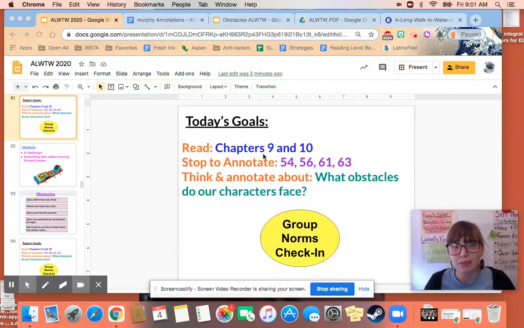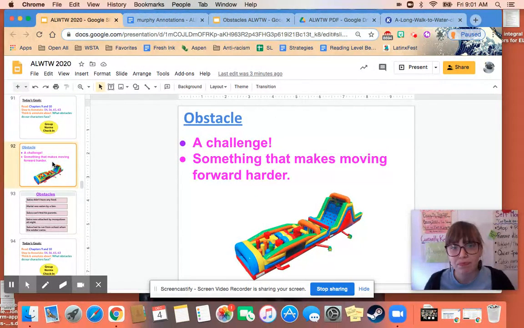The thing we're thinking about and annotating about today is what obstacles do our characters face? And so let's start by talking about, well, what is an obstacle? An obstacle is just a fancy word for a challenge or something that makes moving forward harder. So you may have seen one of these blow up obstacle courses. That's like a fun obstacle, right? You're going through it and trying to get around the different barriers. Well, obstacles can be lots of different things.